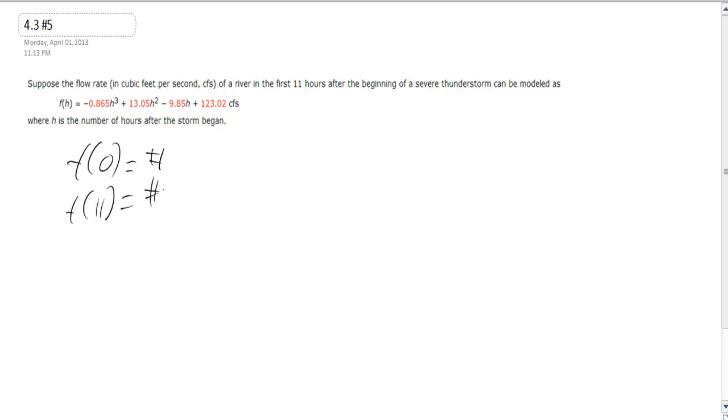Now, why those are important is because they say they want us to find the maximal flow rate or minimal flow rate of a river in the first 11 hours. So now we have hour 0, hour 11, and because this thing is just a polynomial, we know it has to be a nice smooth curve that looks something like this. So therefore, just depending where our cutoff is, where the axes are located, we could either be there, or anyway. So we'll figure it out.